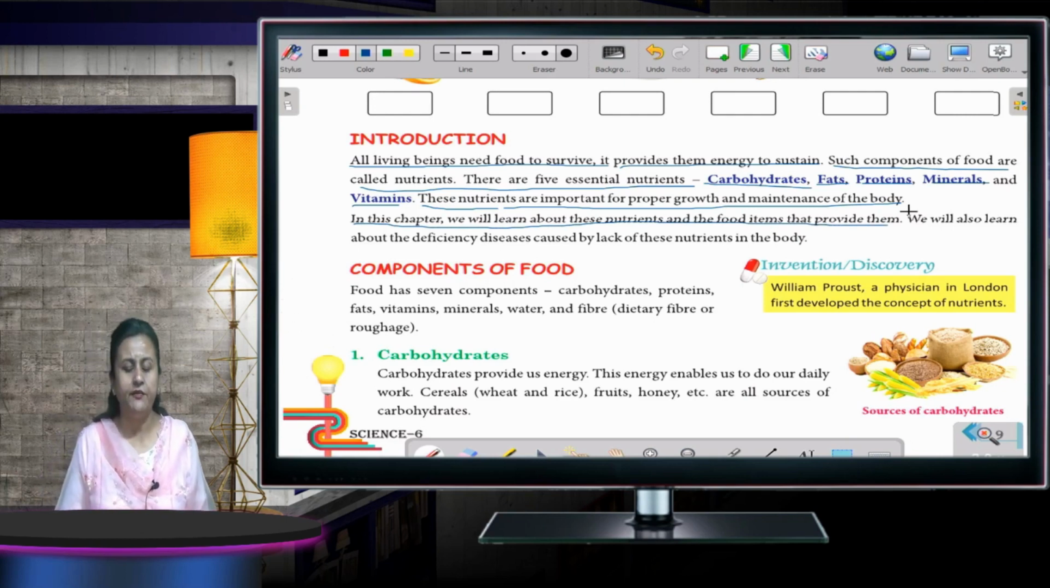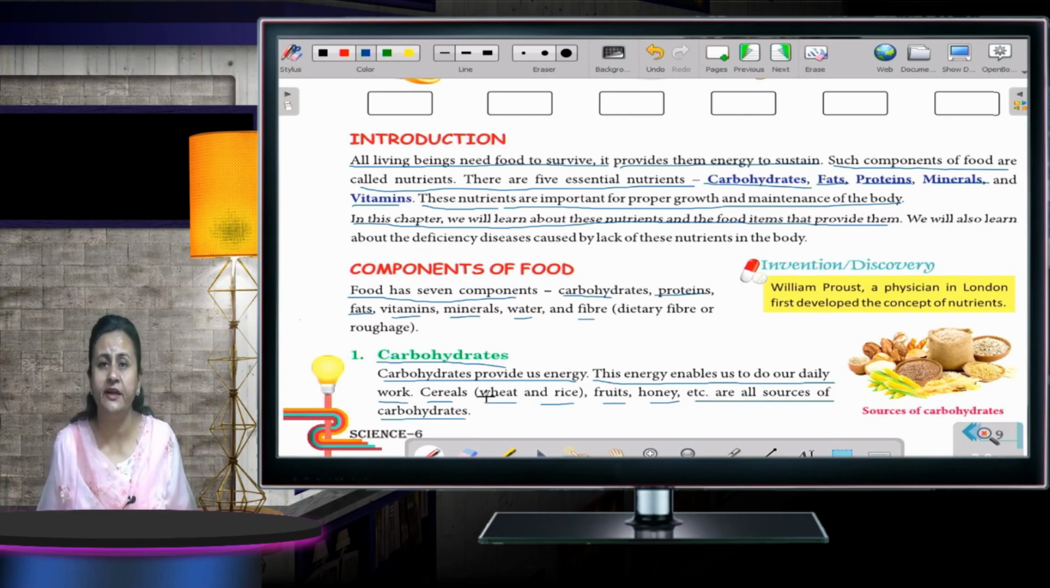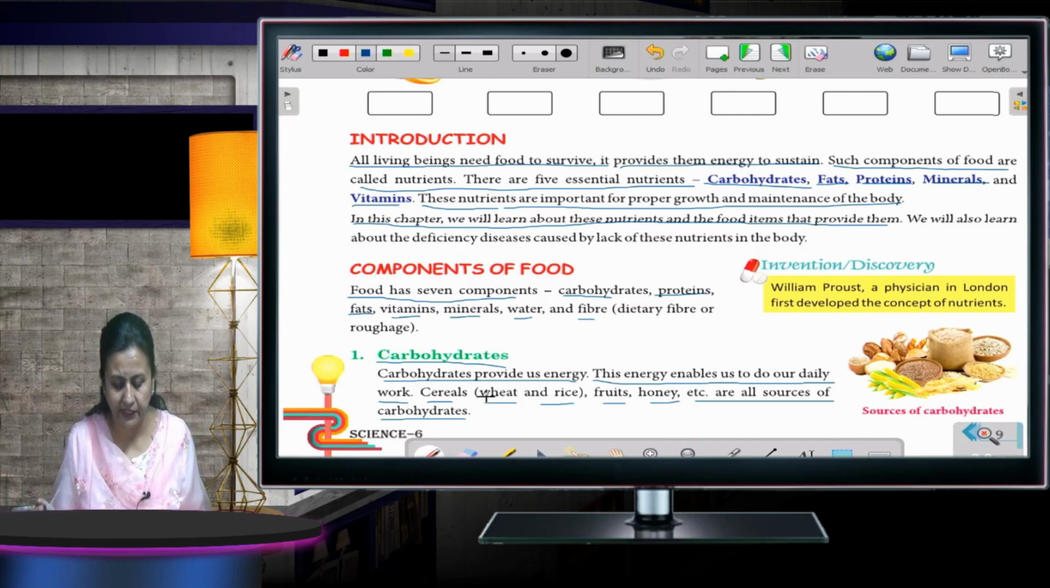So let's start. The first topic is carbohydrates. Although food has 7 components: carbohydrates, proteins, fats, vitamins, minerals, water and fiber. Okay, we are going to study first carbohydrates. Carbohydrates provide us energy. The energy enables us to do our daily work. Cereals, that is wheat and rice, fruits, honey, etc. are all sources of carbohydrates. Carbohydrates provide us energy, which is required to do all the activities of the day.